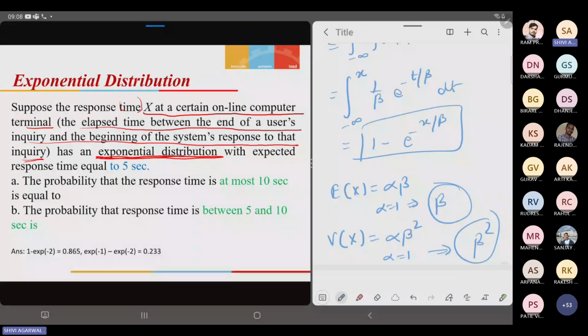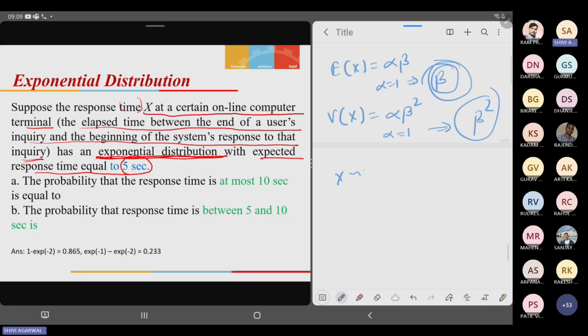So you can see in the question itself, it is given as an exponential distribution with expected response time equal to 5 seconds. What is the meaning of expected time? That is the beta here. Okay, so we are just saying x, the elapsed time, follows the exponential distribution with parameter beta. And here it is given that beta is equal to 5 seconds. Because expected response time means the mean is given as 5 seconds. So beta is given as 5 seconds.